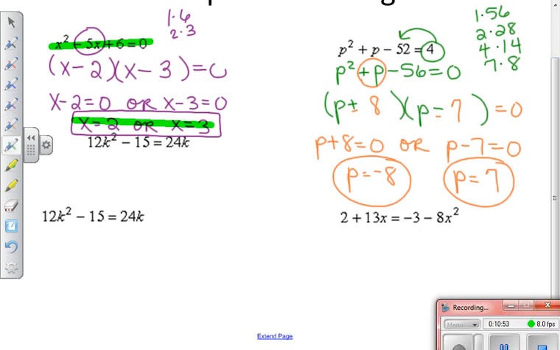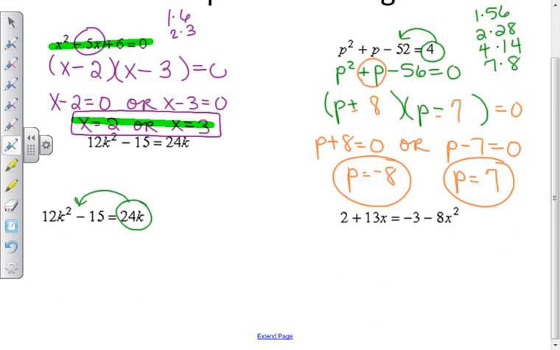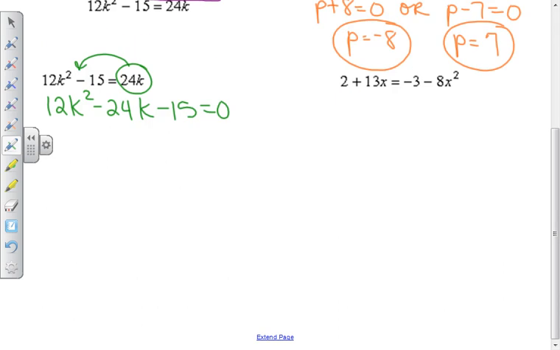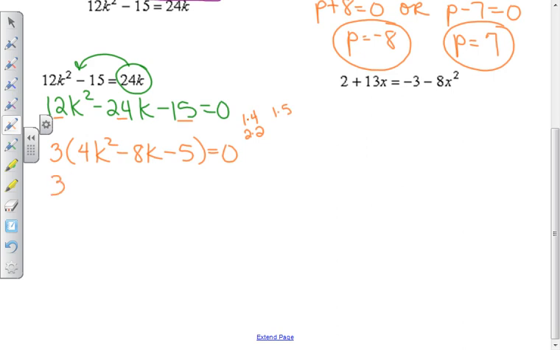Now this problem also messed up, so this needs to bounce over here. Make sure you keep it in order. So I have 12k squared minus 24k minus 15 equals 0. I always want it in descending order of my variable. First rule of factoring is I look for greatest common factor. I have one. And so now I'm considering how the factors of 4 and how the factors of 5 will combine. Minus minus is one of each to make negative 8.